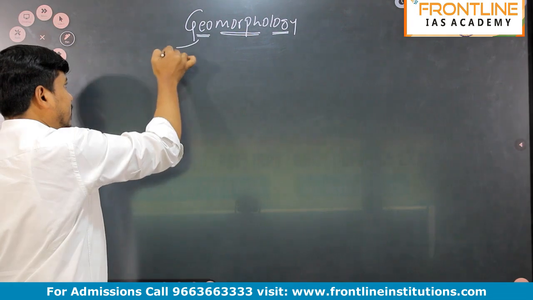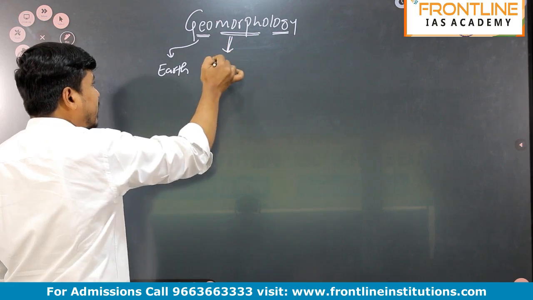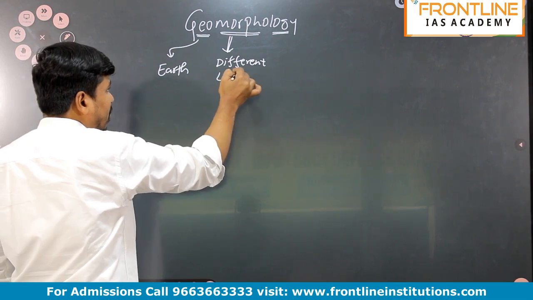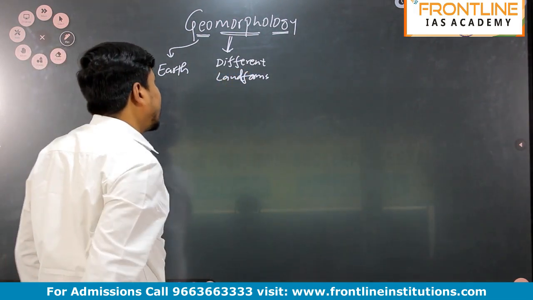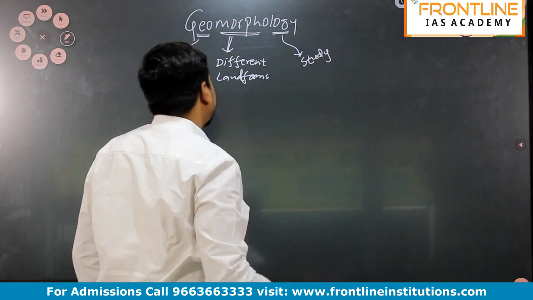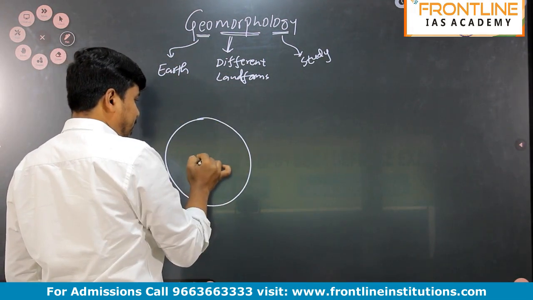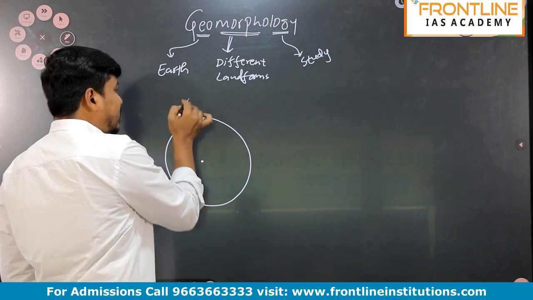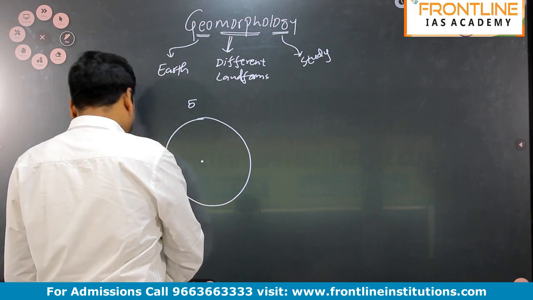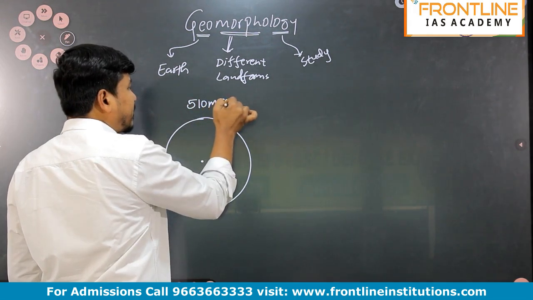So geo meaning earth, and morpho meaning different landforms, and logy meaning study, right? So you take, this is the earth surface, and this means the entire earth. The total area of the earth is 510 million square kilometers.